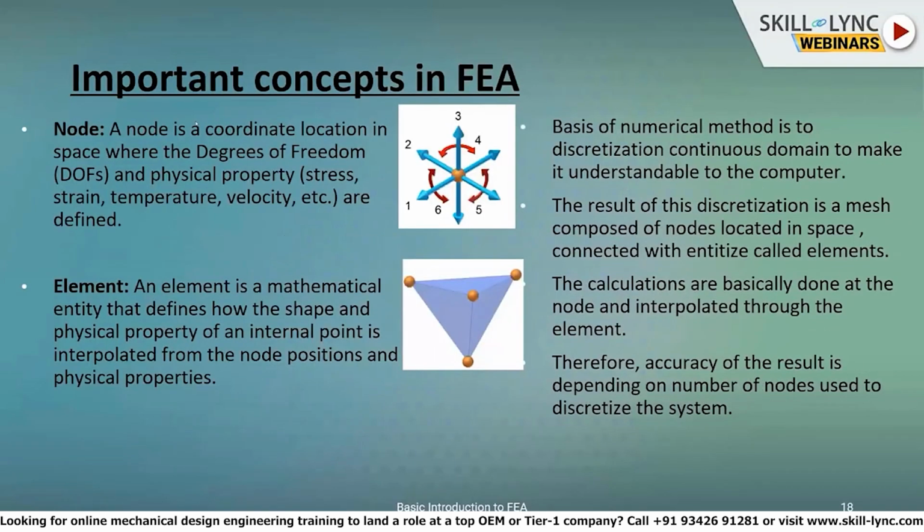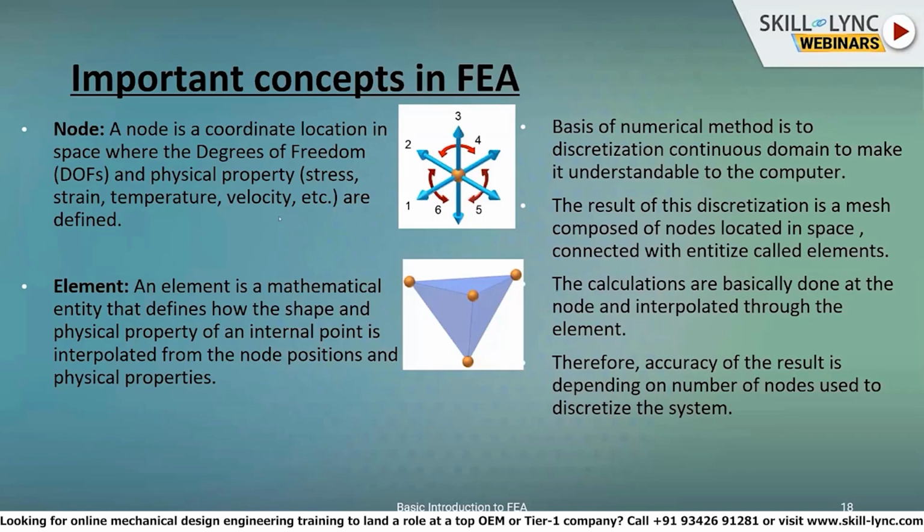Then we are going ahead, and I want to share the most important terms in FEA, that is nodes and elements. So what are the nodes? Here we can say this is a node. A node is a coordinate location in a space where the degrees of freedom and physical properties like stress, temperature, velocity, etc. are defined. What does this mean? It means that a node is a location where we will have the degrees of freedom. What are my degrees of freedom?